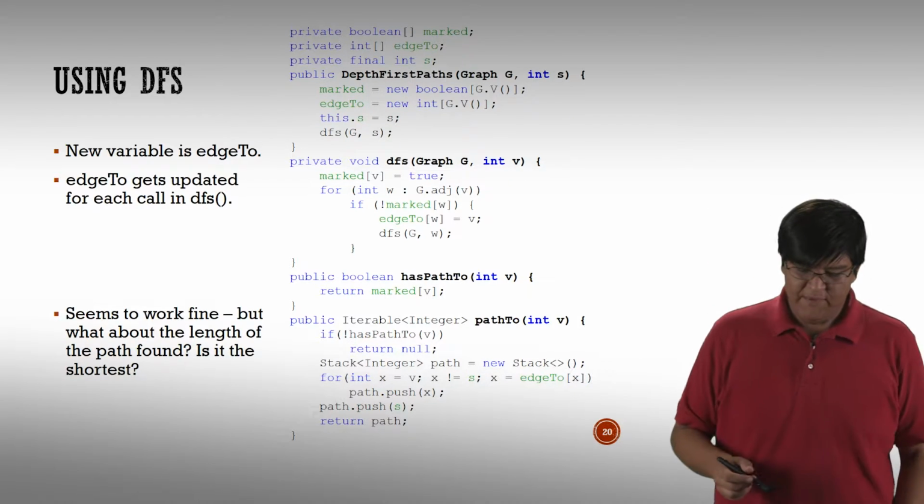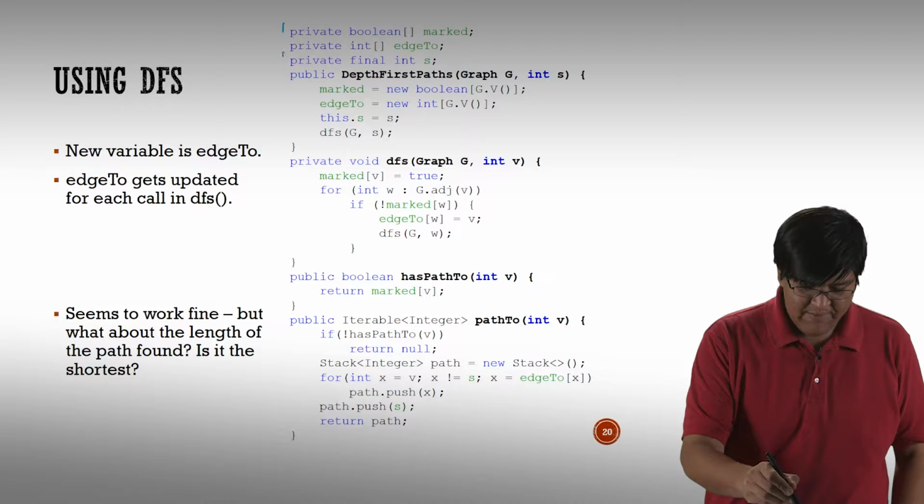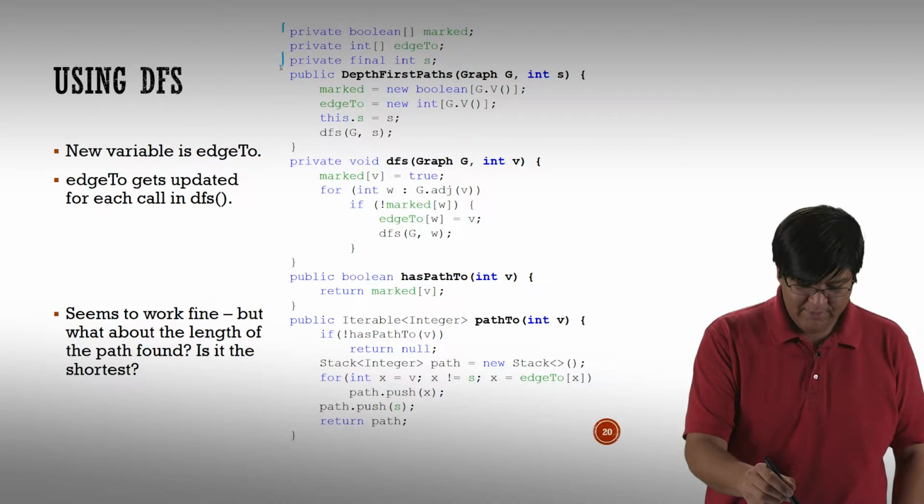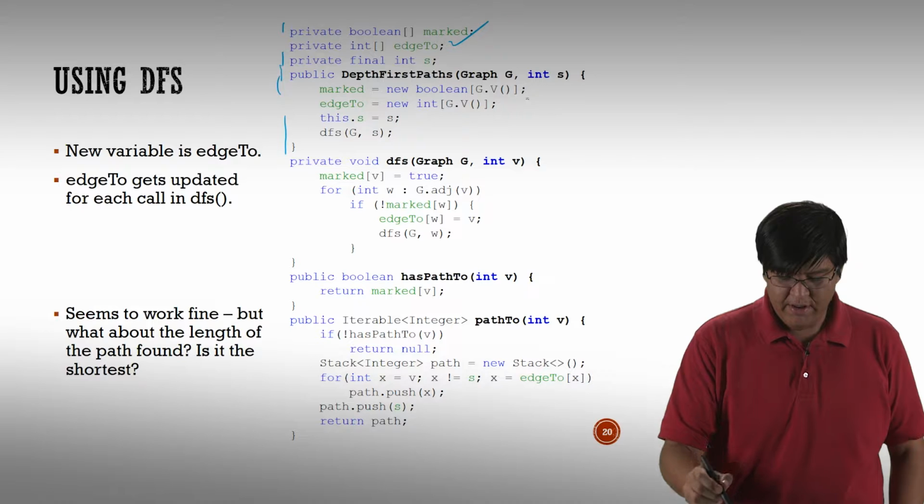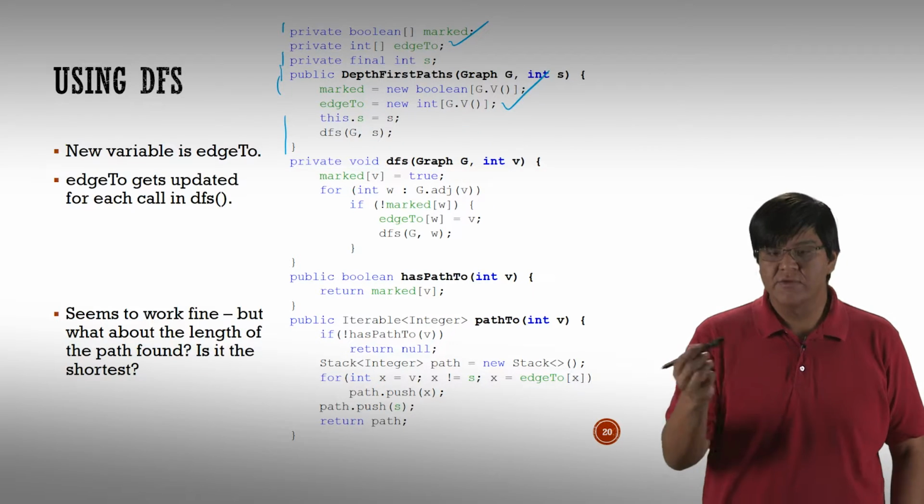So most of this is the same. For example, marked is the same, S is the same, right? The constructor is kind of the same as well. This is the same. All of this stuff is the same. Basically, the new things so far are an edge2 array and then initializing that array. And we'll get to what it does in a second.